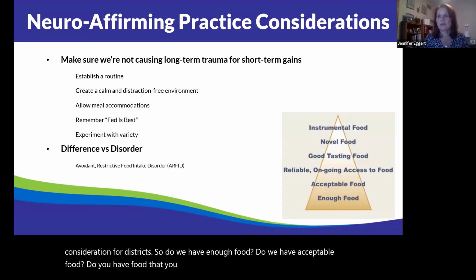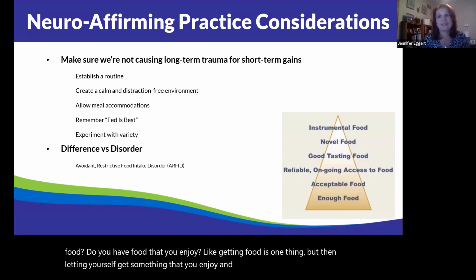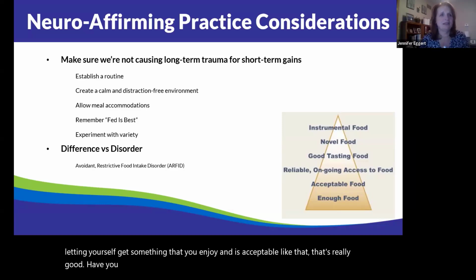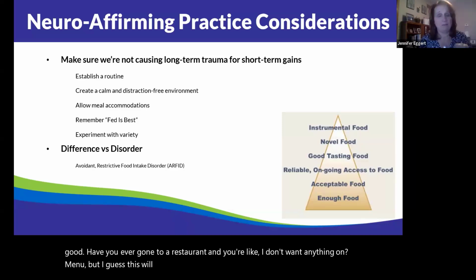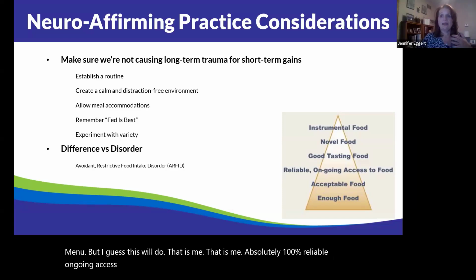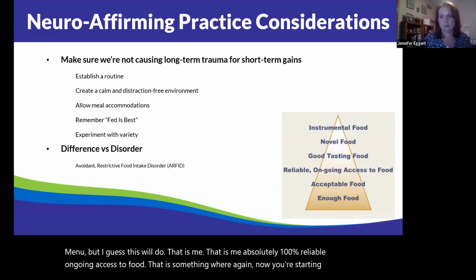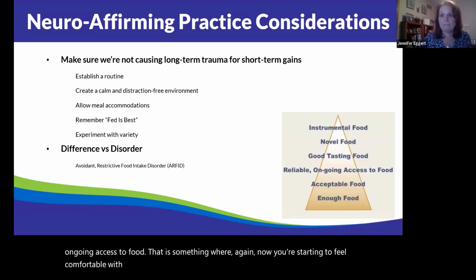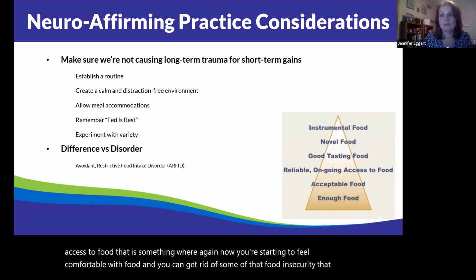Getting food is one thing, but then letting yourself get something that you enjoy and is acceptable, that's really good. Have you ever gone to a restaurant and you're like, I don't want anything on this menu, but I guess this will do? That is me. Absolutely 100%. Reliable ongoing access to food. That is something where, again, now you're starting to feel comfortable with food, and you can get rid of some of that food insecurity that we see in our students.